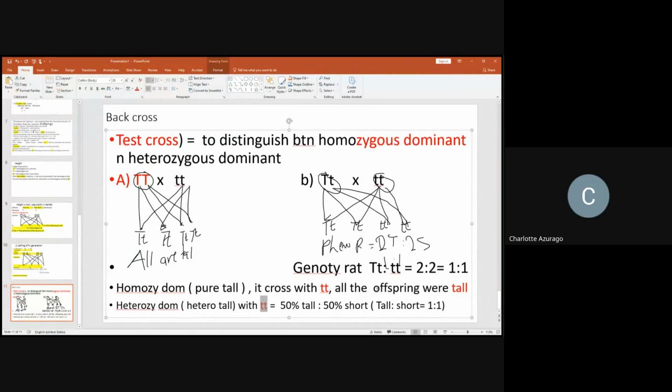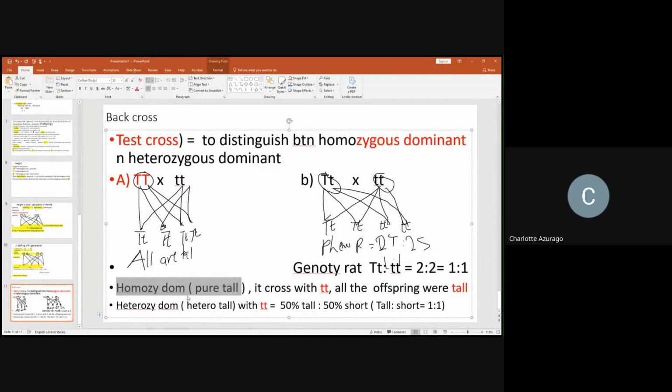So what I'm saying is that it is probability. That's the chance that you can give birth to a short child. That is what it meant here. Yes, if you're heterozygous tall, you can give birth to a short child. But if you're homozygous dominant, you can't. That's what it means.